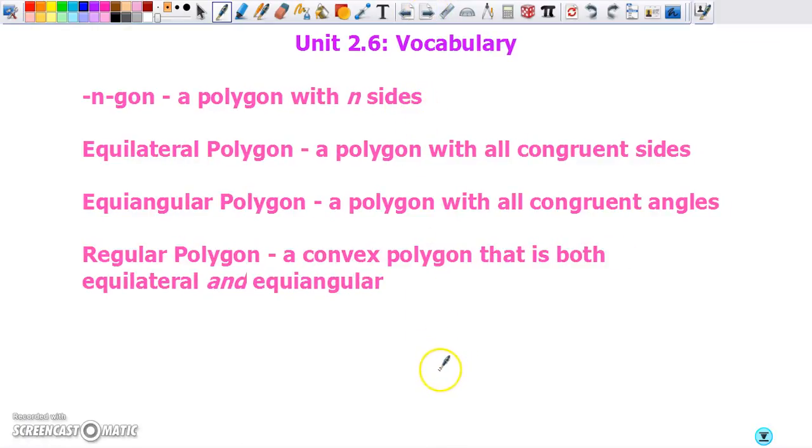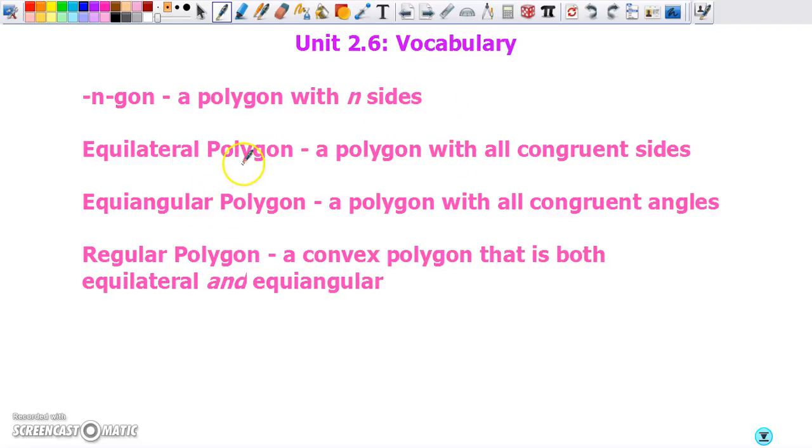Then we have something called an n-gon, and that would be a polygon with n sides. We get to a point where we don't have a specific name for the number of sides anymore. With 3 sides it's a triangle and 4 sides it's a quadrilateral, but once we get to something like 26, we don't have a name for that anymore. So we would just call it a 26-gon.